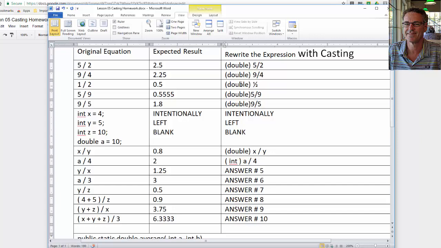Okay, that's all you had to do. You could have casted the 4 instead of the 9, or the 2 instead of the 1, but this was what most students did. That's fantastic.